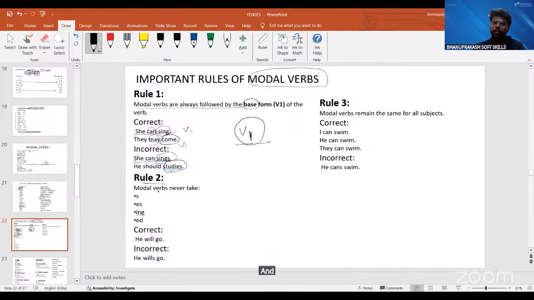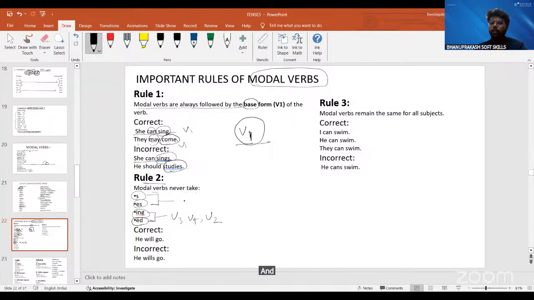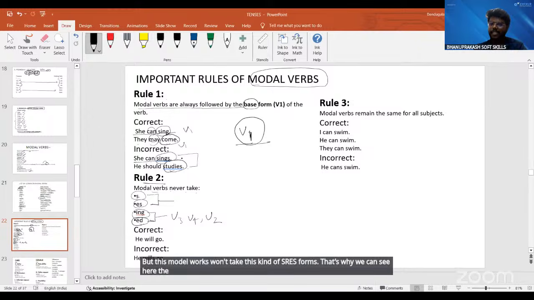And rule number 2 is modal verbs never take S, ES, ing forms or ED forms. Like ing and ED forms are nothing but V3 and V4 forms, and they won't take any other verb forms. And S and ES forms we use for singular pronouns, and we add this S and ES as a suffix. But these modal verbs won't take S or ES forms. That's why we see the example here. She can sings is wrong, as you can see, yes, at the end.